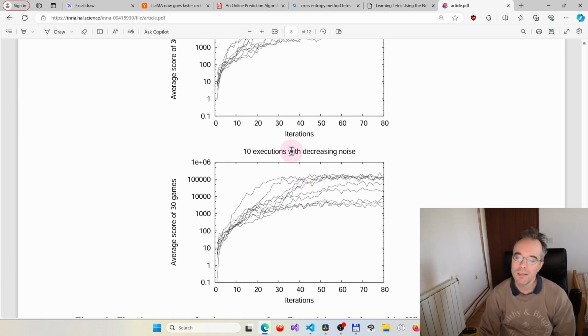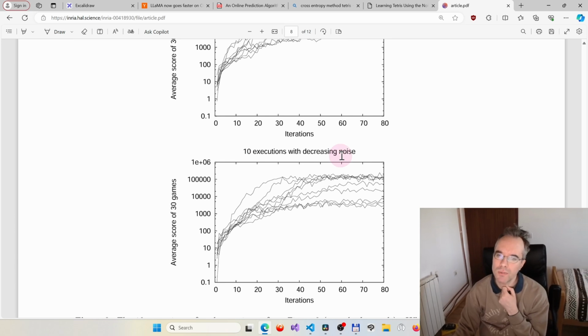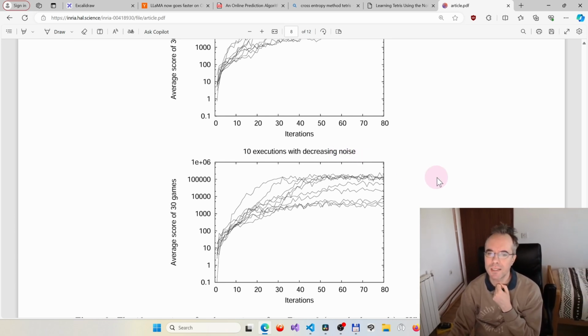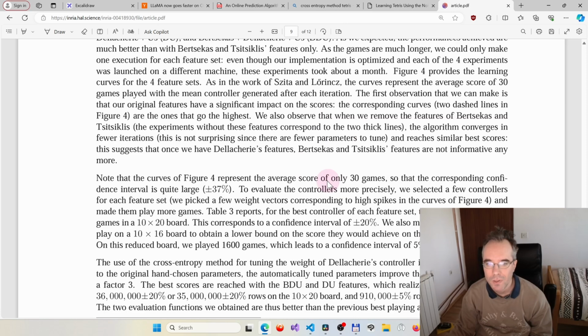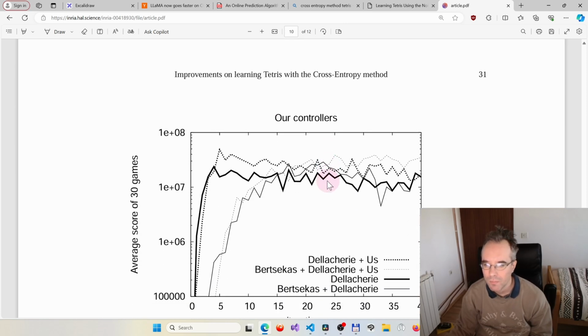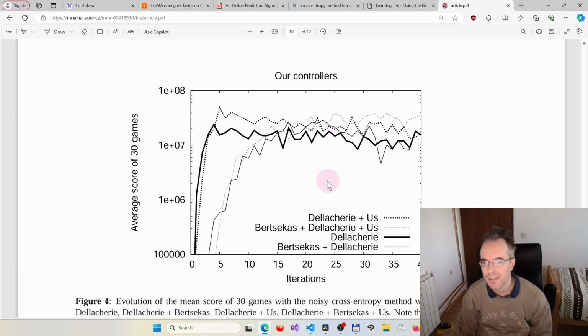Oh, and this bottom graph, these are the executions with decreasing noise. It seems that it does better than with no noise, but the various lines end up not converging or converging prematurely. It actually isn't that much. The stuff in this paper isn't that much better than in the 2006 paper. But whatever, it's pretty good.